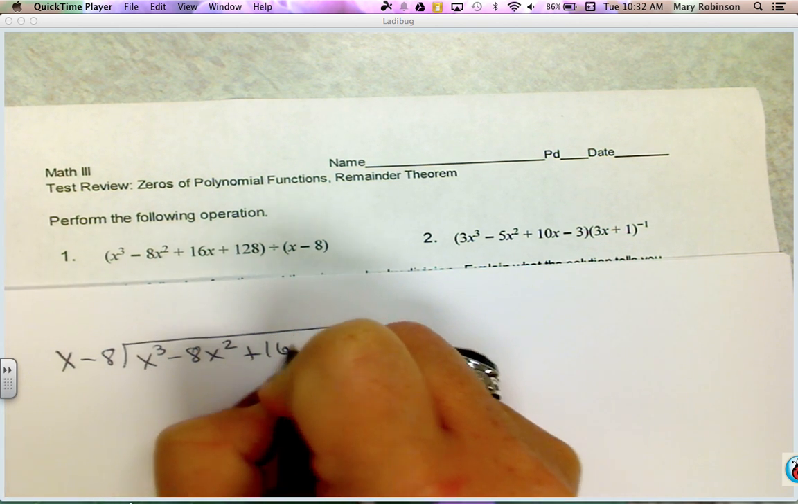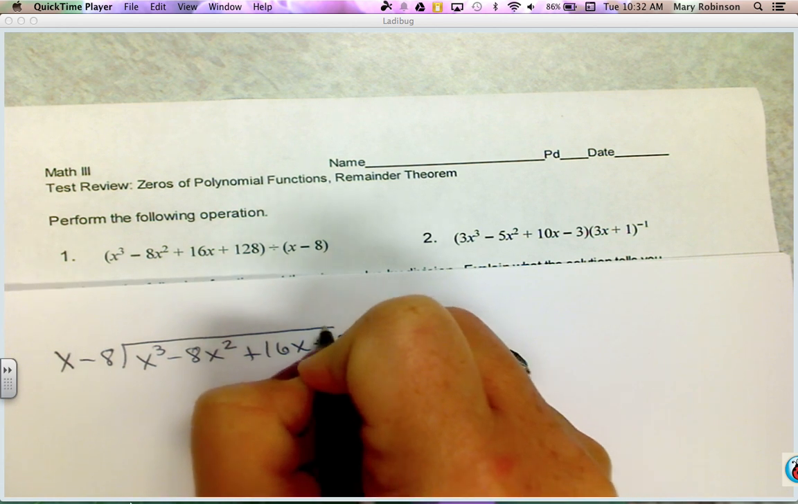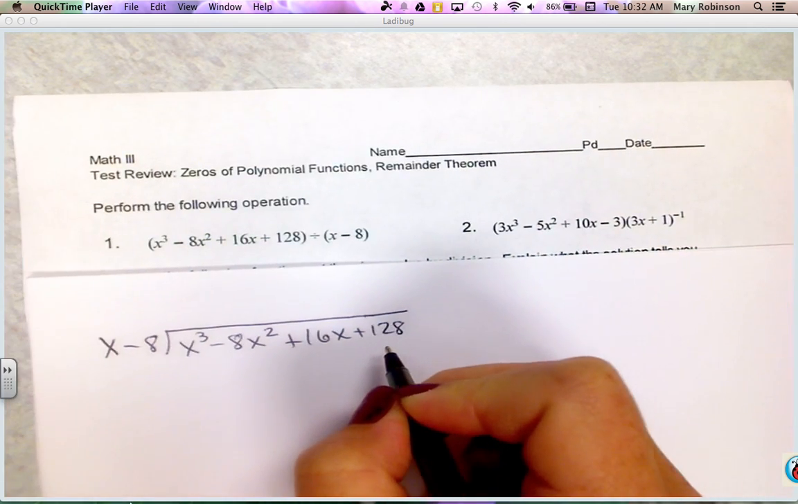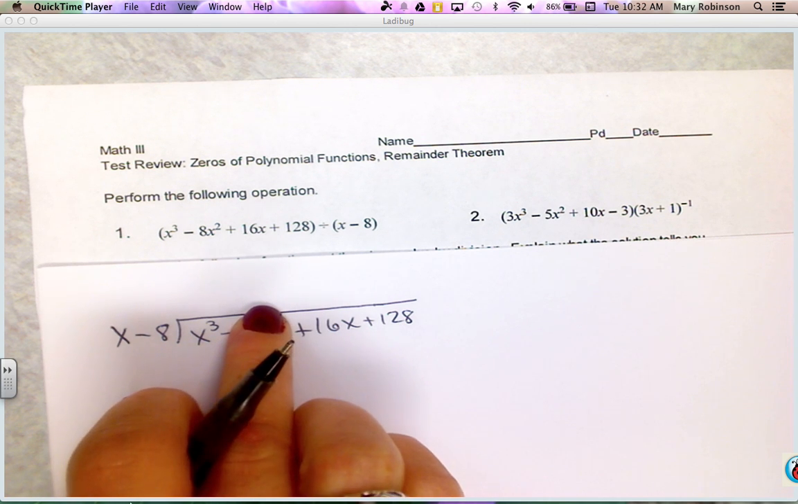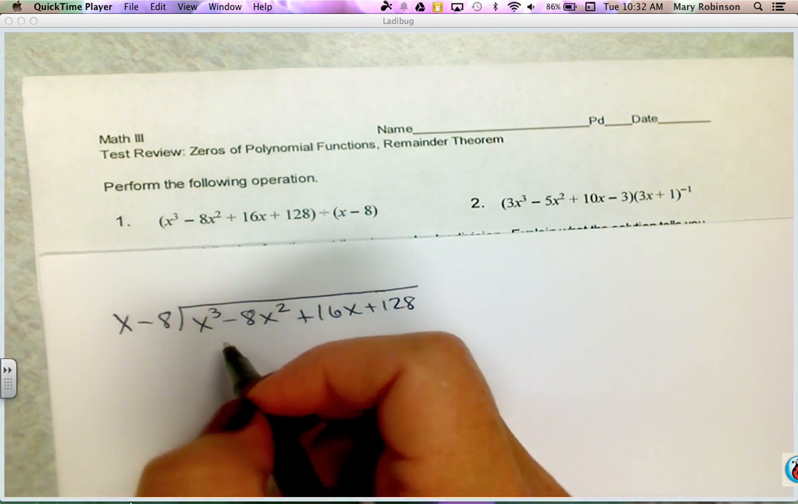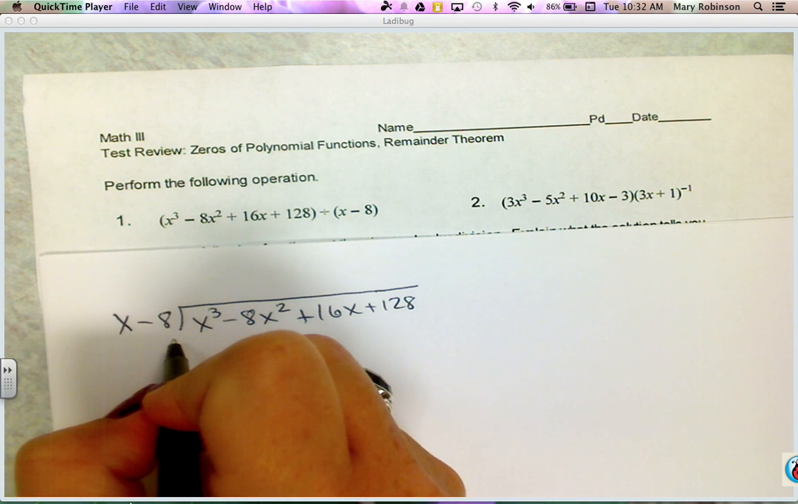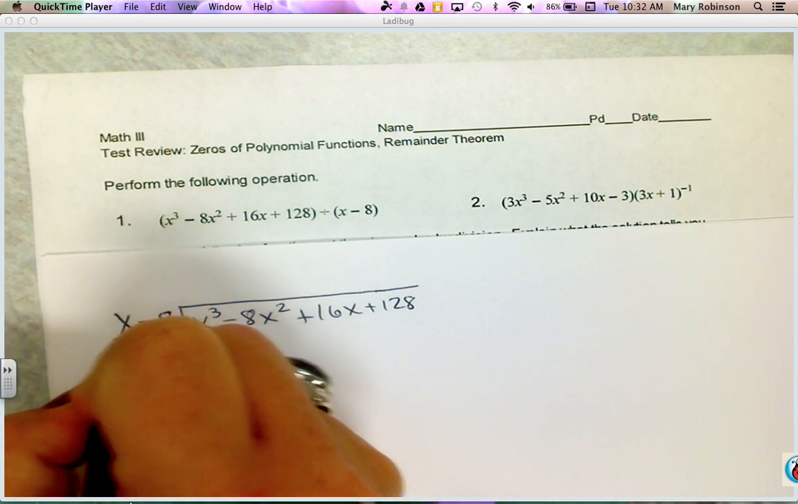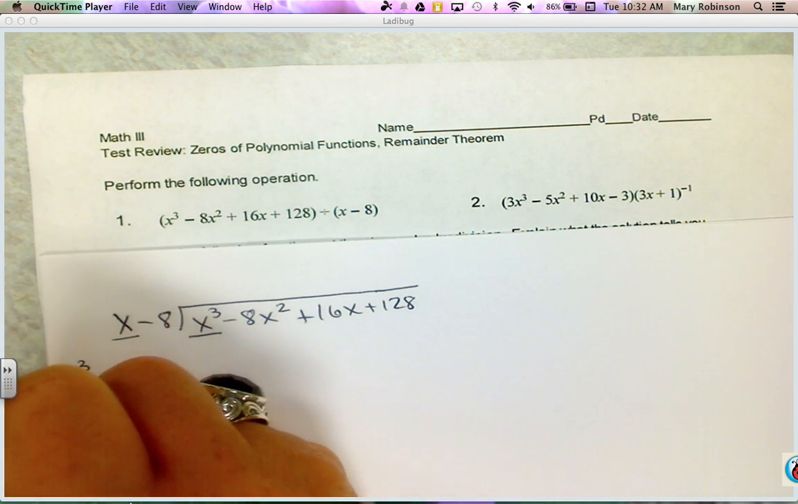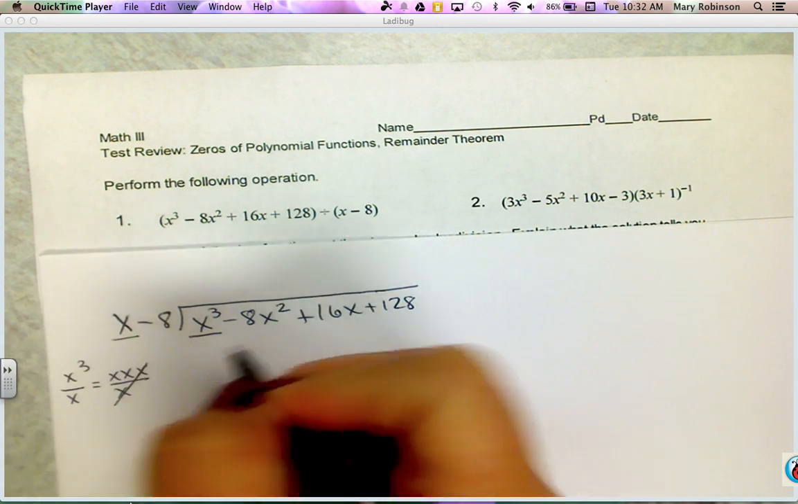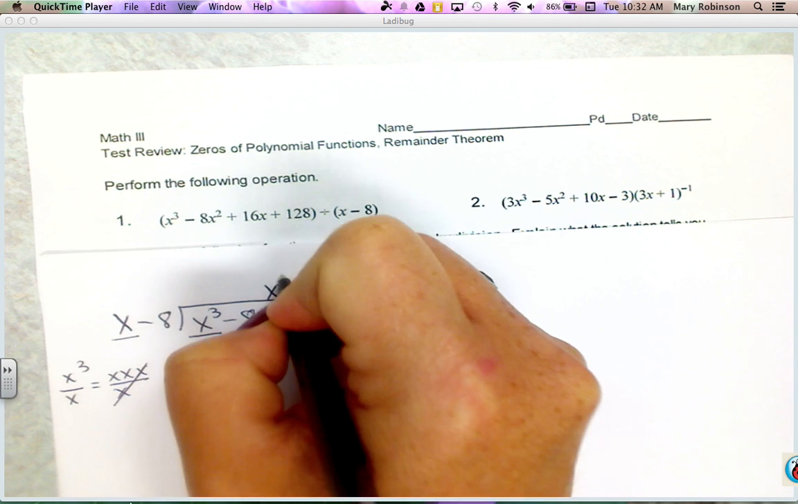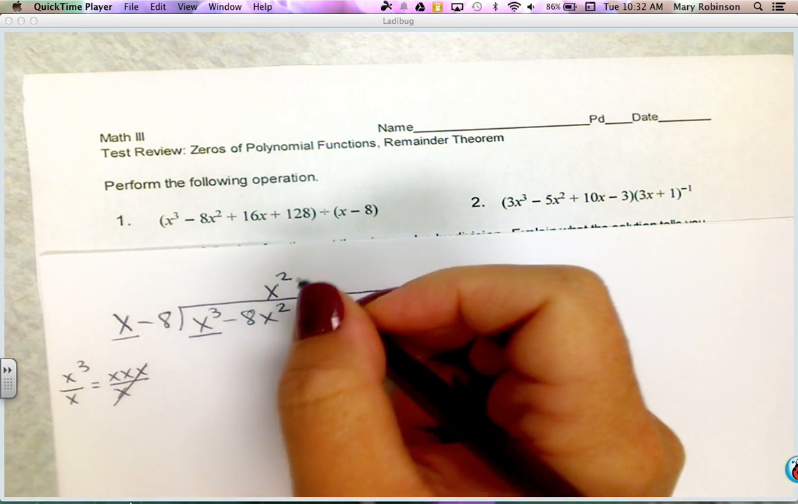Remember, you always need to make sure every term is present from your highest degree term down to your constant term. So if you didn't have a quadratic term, you would need to put in 0x squared. So we'll start off by dividing the first term in our dividend by the first term in our divisor. So x cubed divided by x, remember, means x times x times x divided by x gives you x squared, so we're going to line it up over our x squared term.